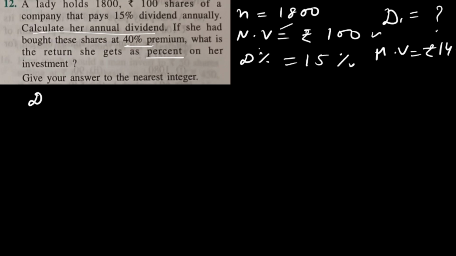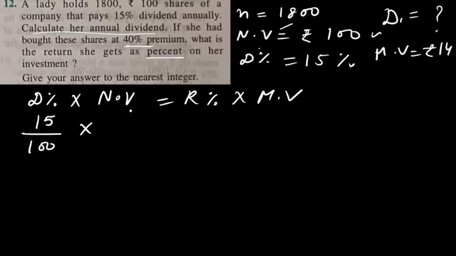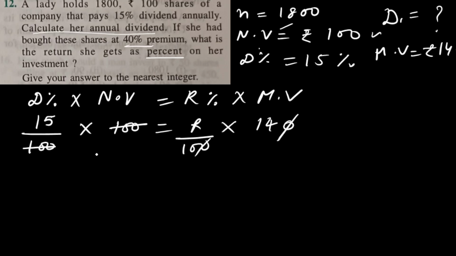The formula which we have to use is dividend percent into nominal value is equal to return percent into market value. Dividend percent is given to us, 15. So 15 by 100 into nominal value, which is also 100, equals return we have to find, R by 100 because of this percent sign, into market value which we found as 140. 10 and 10 will get cancelled. 100 and 100 here will get cancelled. Now here I'm left with 15.